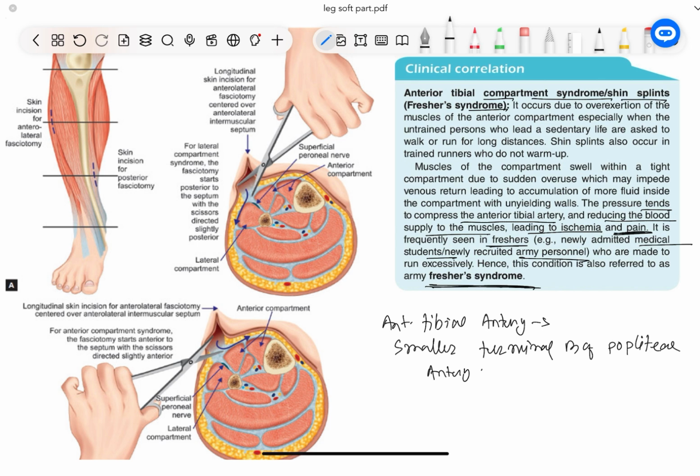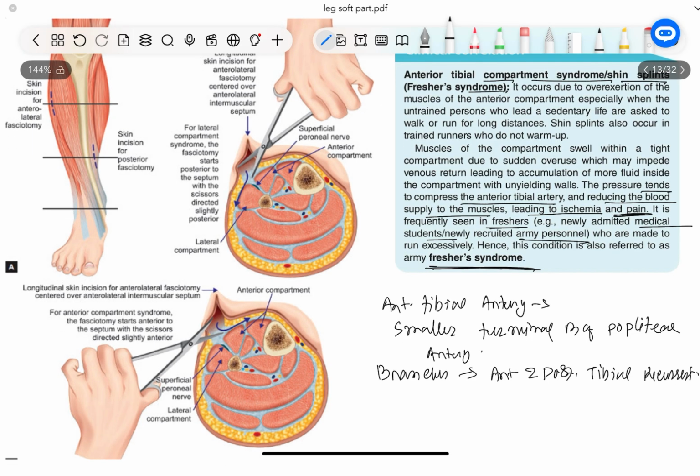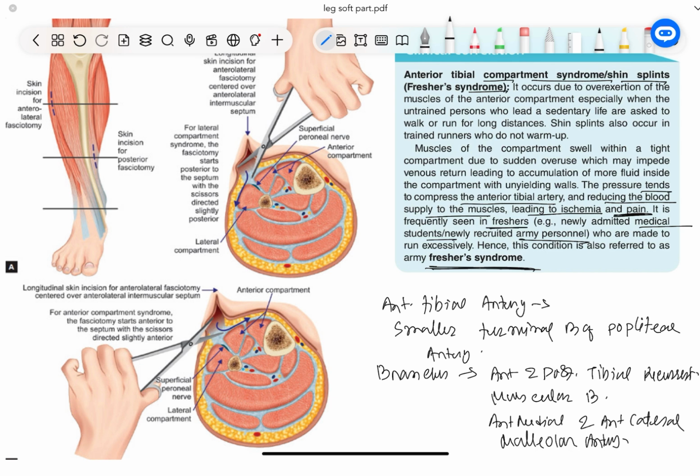And this anterior tibial artery has some branches. What are the branches? Anterior and posterior tibial recurrent arteries. So, here I am writing the branches: anterior and posterior tibial recurrent branch, then a muscular branch, and the anterior medial and anterior lateral malleolar arteries. If it is possible for you, try to remember the names of the branches.